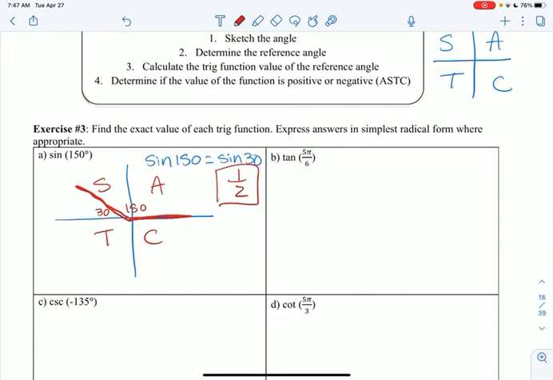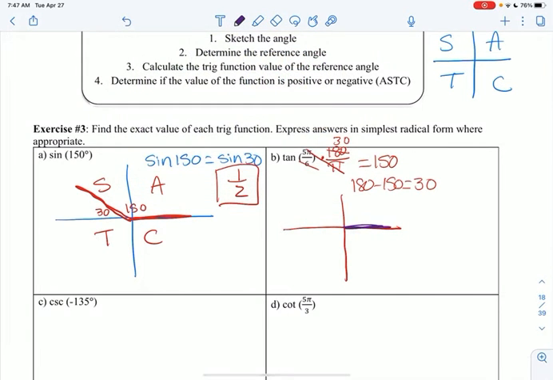Right? Tangent of 5 pi over 6. Well, let's change that to degrees. So I multiply by 180 over pi. Pi's cancel. 6 goes into 180 30 times. 5 times 30 is 150 degrees. All right. 180 minus 150. Oh, reference angle of 30, just like I did on the other one, but this time I'm doing tangent.